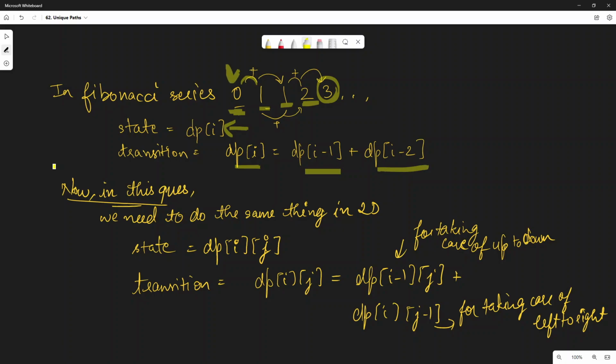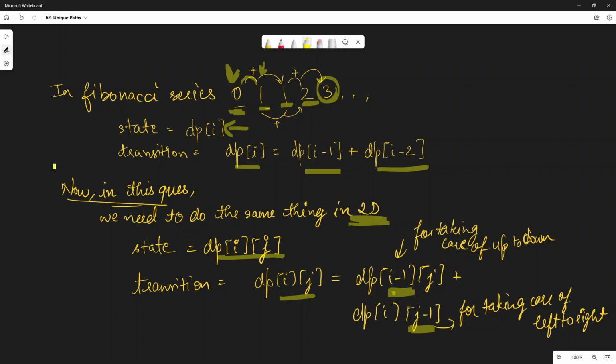Basically getting the previous two elements and adding them up. So now in this question, we are required to do the same thing, but this thing is required to be done in a 2D manner. So our state would be dp of i, j, but here the transition would be checking the last two states, right? But the last two states would be in such a manner that one would be in the upward direction and the other one would be in the leftward direction.